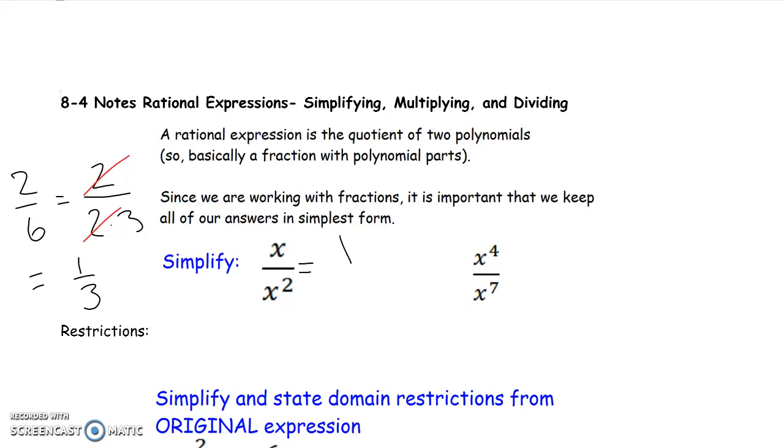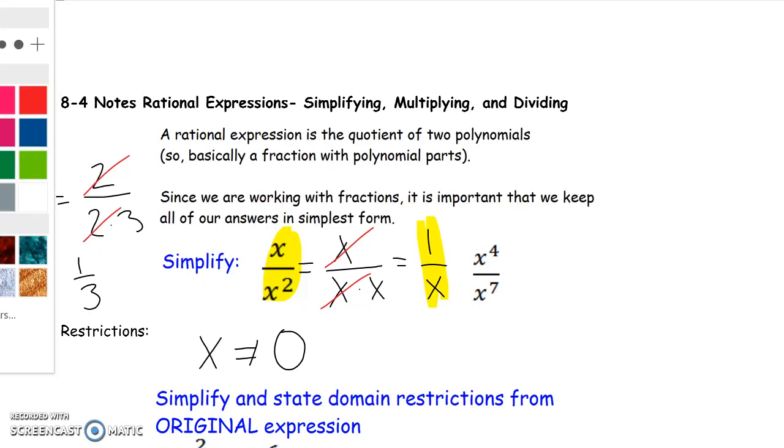So x is just x. X squared we can rewrite as x times x. And then we can see that x divided by x would just be 1, and we are left with 1 divided by x. We need to talk about a restriction on the domain because we are never allowed to divide by 0. So in both the fraction we started with and the fraction we ended with, the only way we would divide by 0 is if x were to equal 0. So x cannot equal 0.